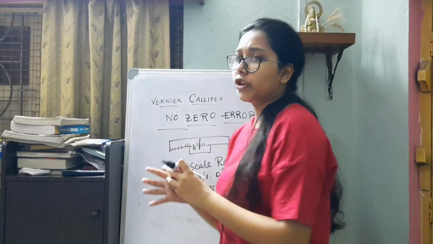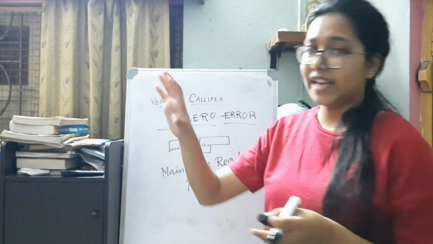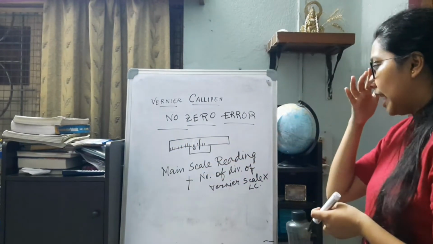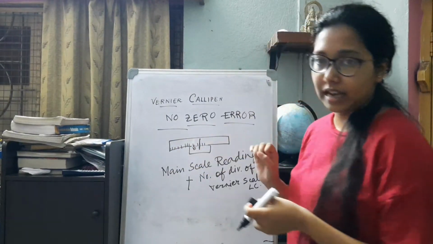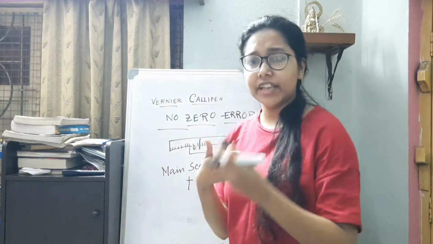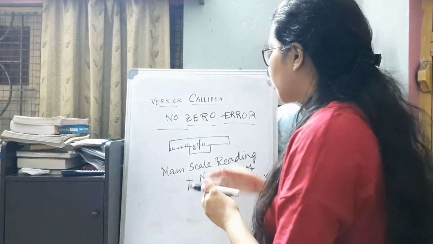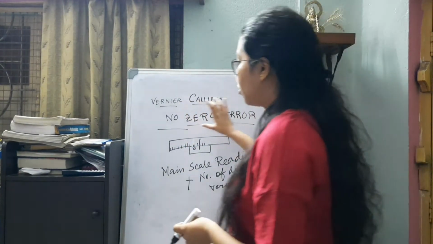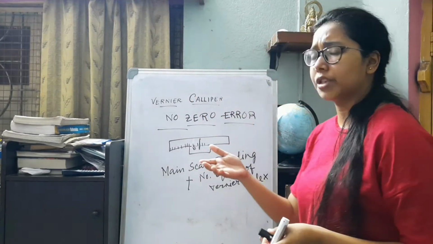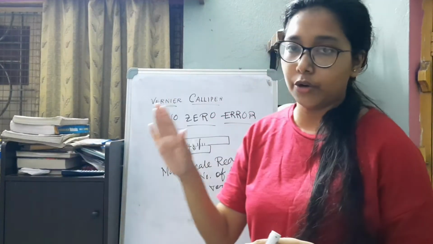In any question you may be given the diagram of the entire instrument and then you will be asked how much length does it depict, or in some other way the question may be framed. So this was the criteria for no zero error. If it is not mentioned in the question, we have to consider that there has been no such zero error.